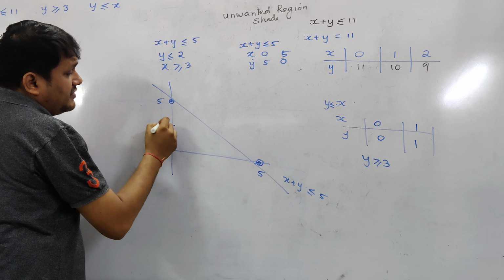Let us take this. x is greater than 3. 0 is greater than 3. Is it correct? No, it is not correct. So this becomes your unwanted region. Which line was this? What will its region be? This one will come.